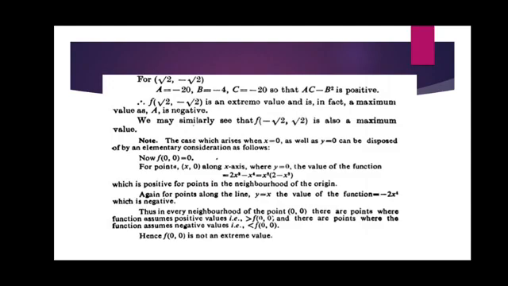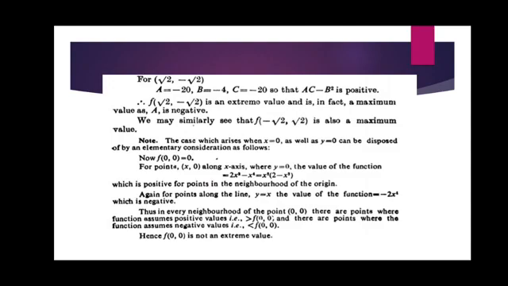Therefore ac minus b square is positive and a is equal to minus 20. So here we know the first case, if ac minus b square is greater than 0 and a is negative, here we have a is equal to minus 20. Minus 20 is a negative value, so it has a maximum value. So we write here, therefore f of root 2 comma minus root 2 is an extreme value and is in fact a maximum value as a is negative.